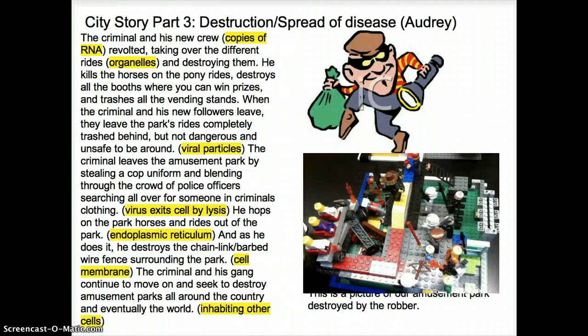The criminal and his new crew take over the different rides and then they destroy all of them. And then the way the criminal leaves is he steals a cop uniform and blends in with all the police officers searching for someone who's dressed as he was. Then he hops on the park horses and he destroys all the rides, but not so they're unsafe, like they would kill people, just so they get broken.